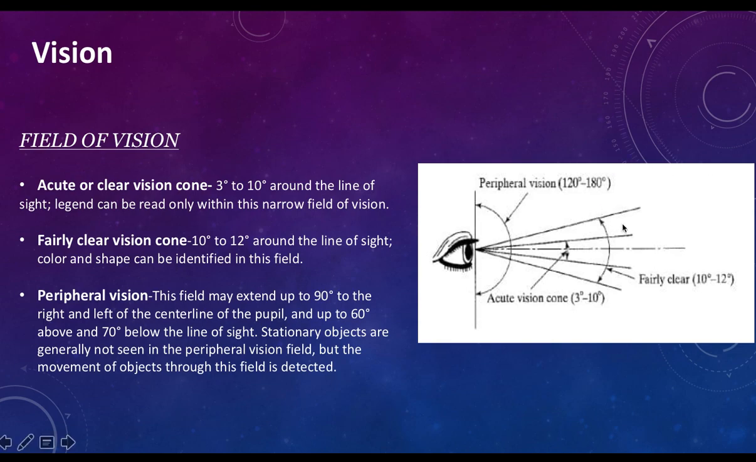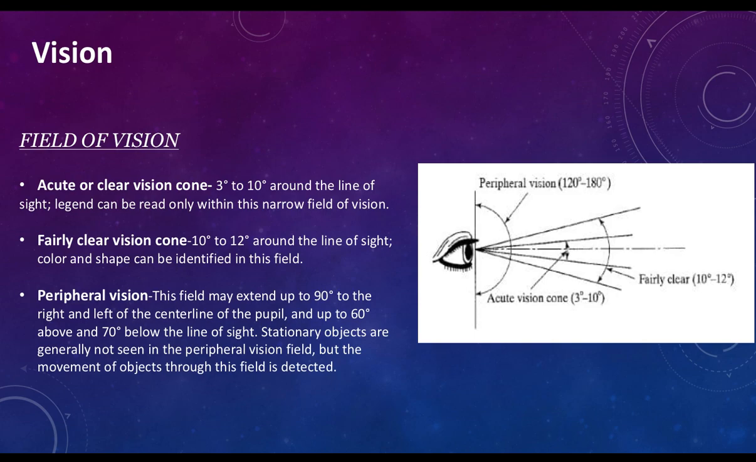There's one more thing called peripheral vision. Yes, this part, the complete thing. They also say it's around 120 to 180 degrees. From the line of sight, I would say it's 90 degrees. It extends 90 degrees to the right and left of the center line of the pupil, that means from the eye, and up to 60 degrees above and 70 degrees below the line of sight.